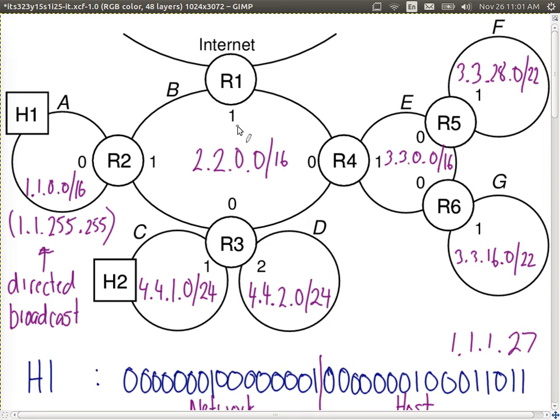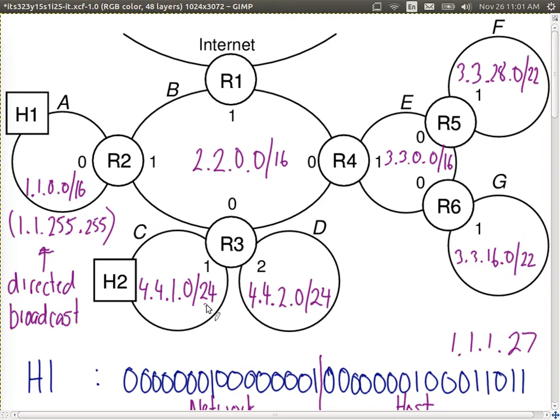The point is, router 1 interface 1 must start with the same first 16 bits. And here's a shortcut. When it's 16 bits as a subnet mask, it means the split is at the second dot in the dotted decimal notation. Because the first decimal number means 8 bits, the second is another 8 bits, so 16 bits means at the second dot. In other words, the first two decimal values must be the same, the last two decimal values can be different.